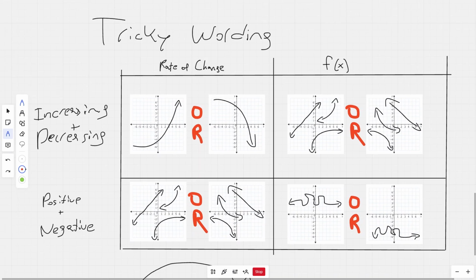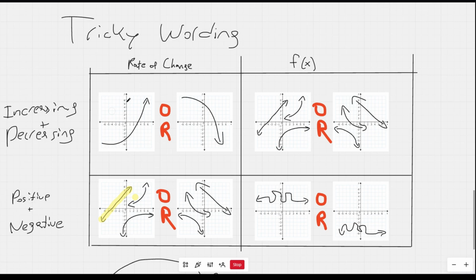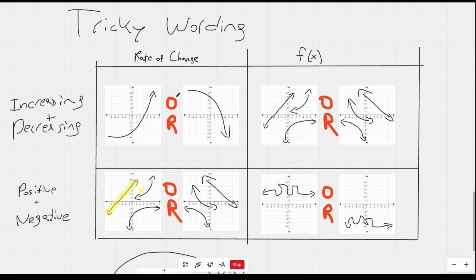Same with decreasing. Same concept there. If rate of change is decreasing, you are increasing the speed at which you are going down. You are going faster downward. It does not mean you're just going downward at all. So positive and negative, when it comes to rate of change, the rate at which the function is moving is positive if it's going up, and it's negative if it's going down.